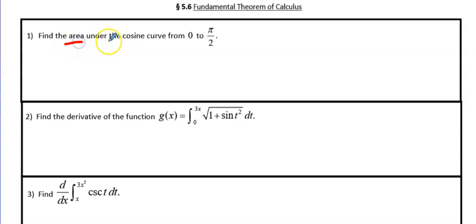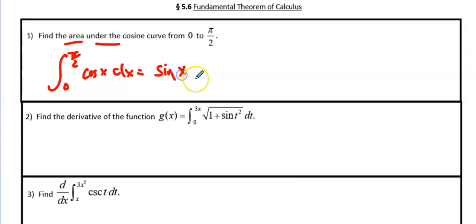So area under the curve is the same thing as the total change. So from 0 to pi over 2, we're going to integrate the cosine function. All we do to integrate cosine, we're going to get sine of x, and since it's the fundamental theorem and we were looking for a value, then we're going to evaluate that from 0 to pi over 2.